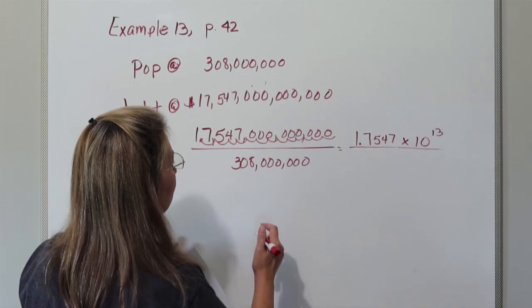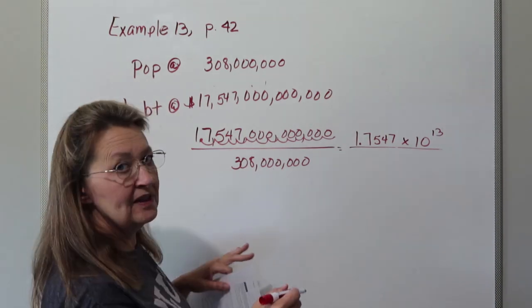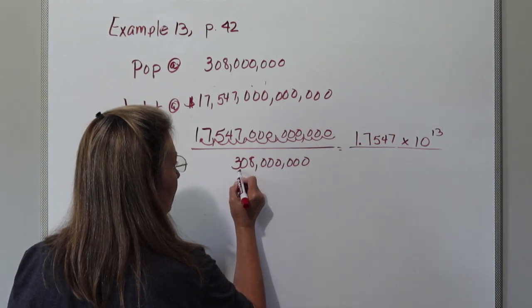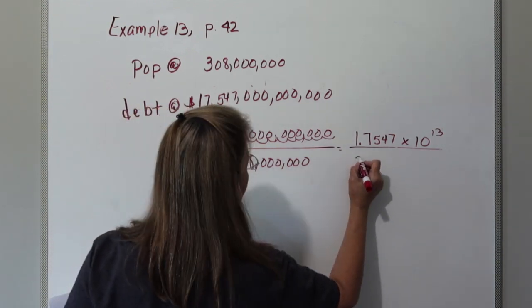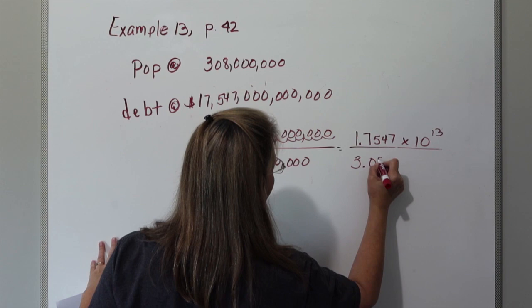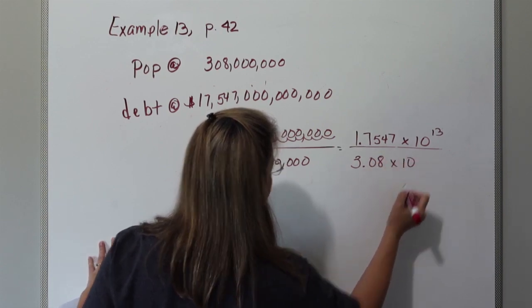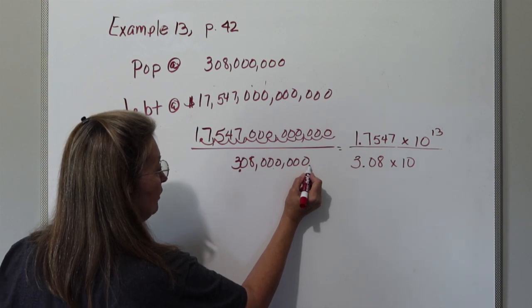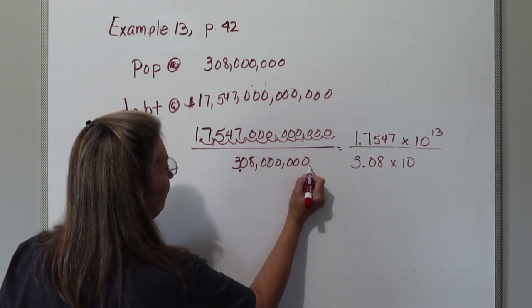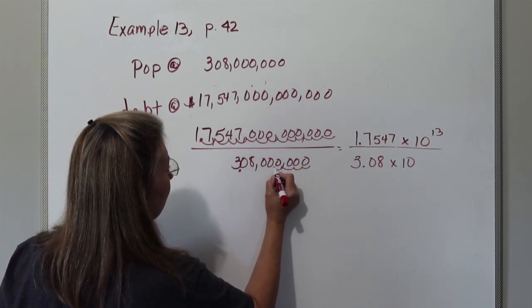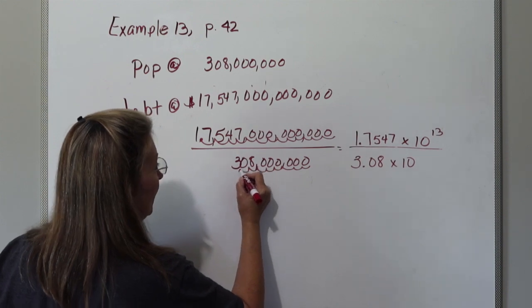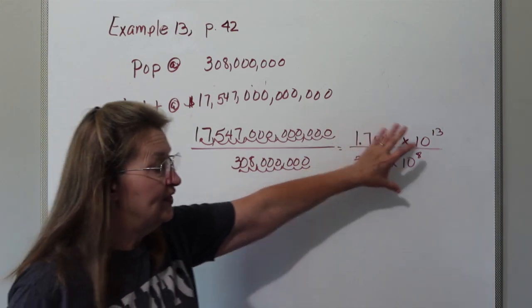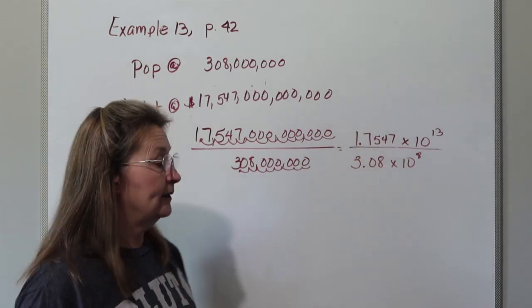All right, now let's look at 308. Same thing. Where do I put the decimal? It's going to need to go right here after the 3. So I'm going to put 3.08 times 10 to the... where's my decimal now? It's right here. So how many times did I go to the left? 1, 2, 3, 4, 5, 6, 7, 8. 10 to the 8. Now, this is a whole lot easier to simplify.